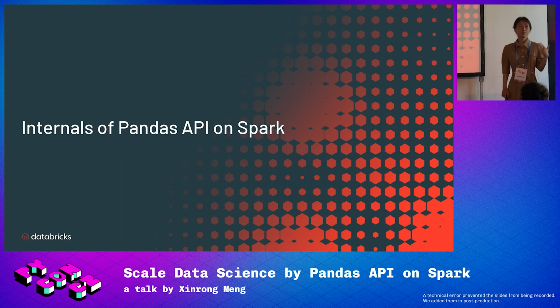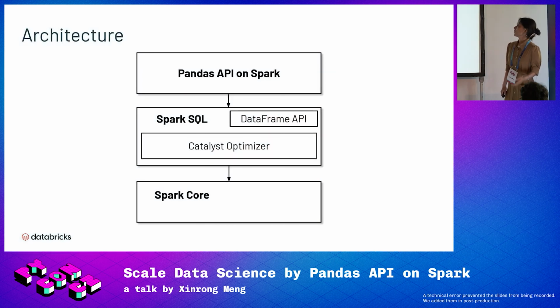We have seen what Pandas, Spark, and Pandas on Spark are. Now we will look at details of the internals of Pandas on Spark. So here is a simplified architecture of Pandas on Spark and Spark. Pandas API on Spark acts like a bridge to Spark SQL, which operates on top of Spark Core. Spark SQL also has its own DataFrame API.